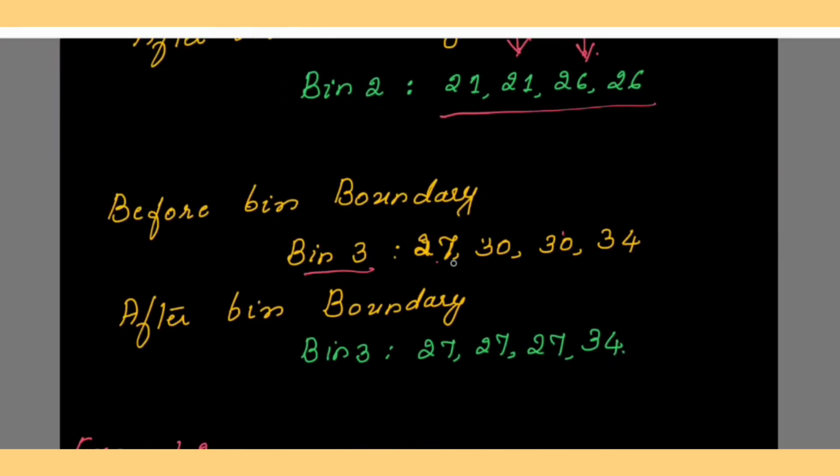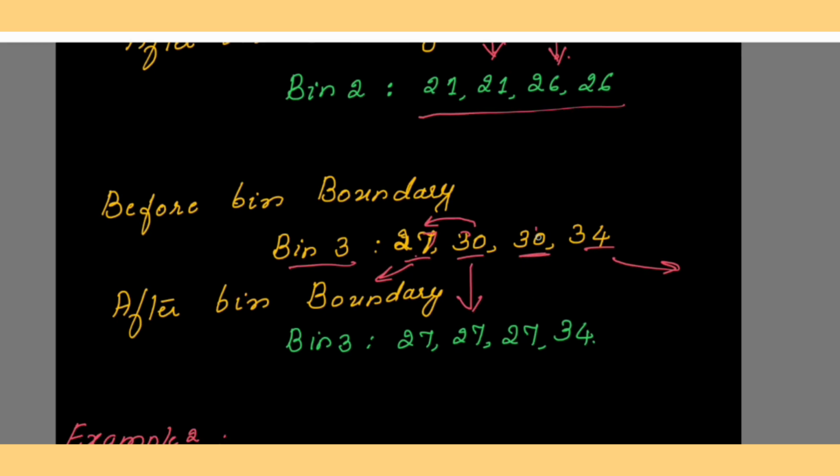Then next is bin 3. Bin 3 has 27, 30, 30, 34. 27 is the left boundary element, 34 is the right boundary element. The in-between elements are 30, 30. Start comparing 30 with 27. Is it closer to 27 or closer to 34? It is closer to 27. So 30 will be replaced with 27. The next element is also 30, so it is also closer to 27, and 34, the right boundary element, you keep as it is. So this is your bin 3 contents.